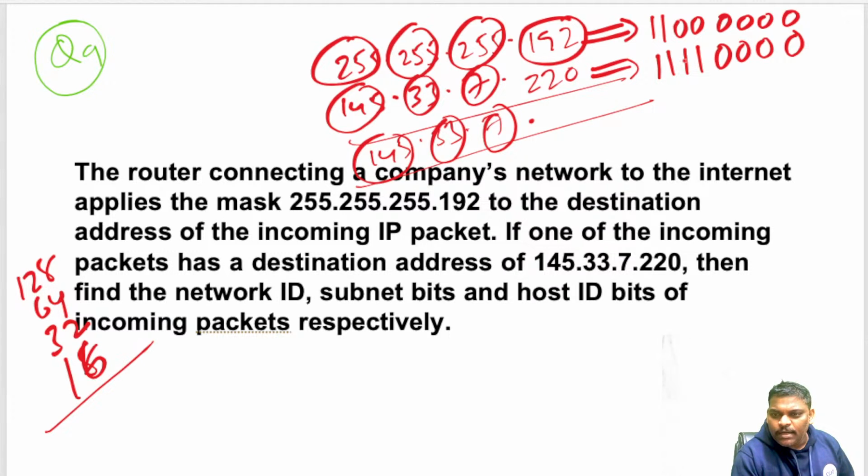Someone has written already 1 1 0 1 1, 0 1 1 1 0 1 1, 1 0 0. Is it okay? Double 1 0 1 1, so it is a triple 1 maybe. Yeah, do the AND operation properly. So what is the answer you are getting?